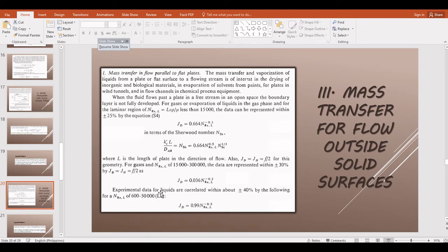So for liquids, here we have Reynolds number from 600 to 50,000. This would be the J sub D that we're going to use. You're also not going to use the one here on top because that one is for gases or evaporating liquids. We don't have the scenario of an evaporating liquid, nor do we have a gas. So the appropriate J sub D equation to use in this case is the last one. I'd like to write it there on our board.